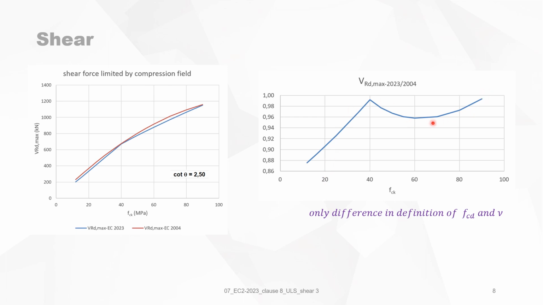So the difference is not very large. It's only a 3% decrease for values larger than 30 megapascal. It's a mean value of 3%, something like that in this region. So the influence is not very big.